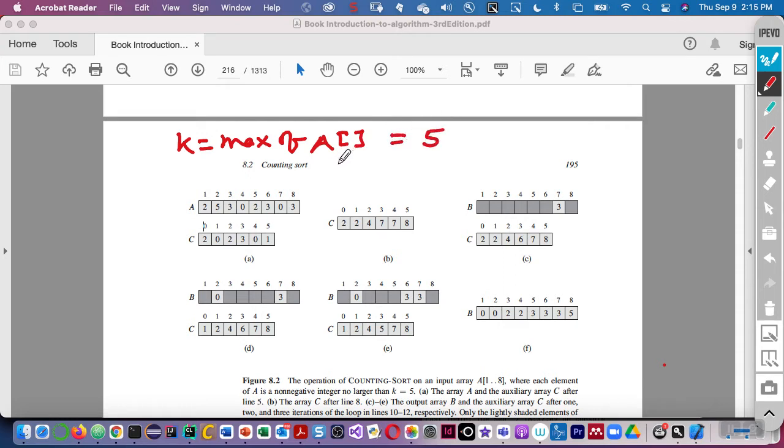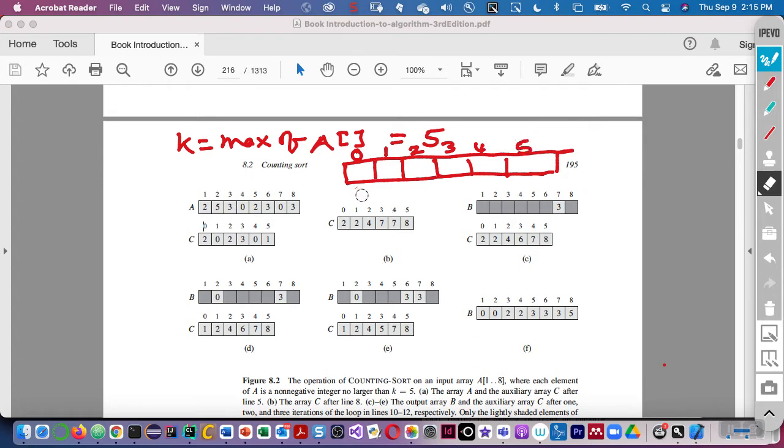5. Okay, then we need to declare an array C, its size k plus 1. Let me put on top 0, 1, 2, 3, 4, and 5. This is k plus 1, right? 0 to 5. How many elements? It has 6, right? K plus 1. Okay.